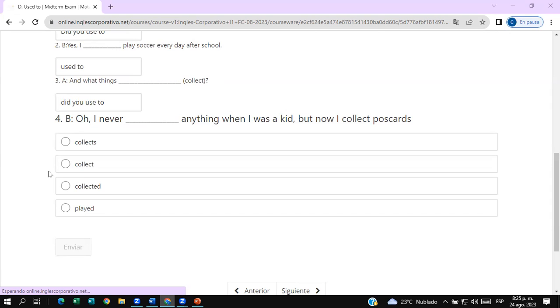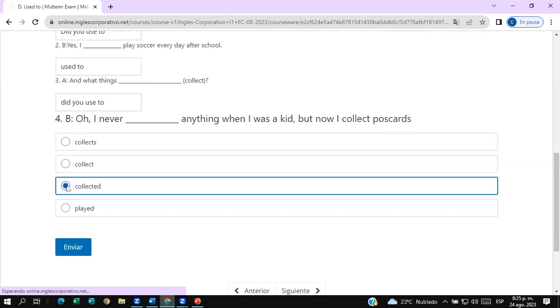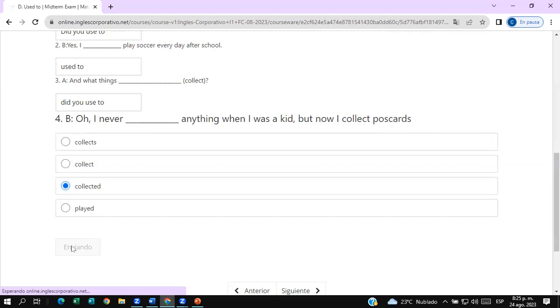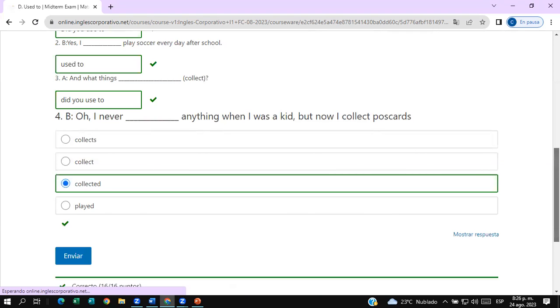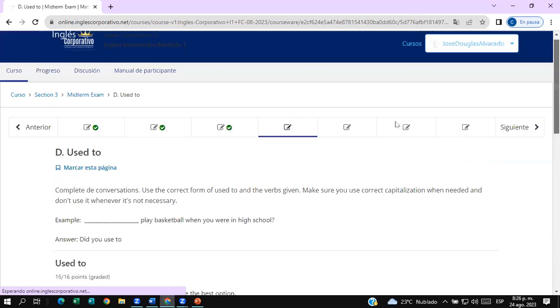All right. What option will you choose? Number one. No. What's the best option, guys? Number two. Who said number two? Three. Collected. Yep. I never collected. Why? Because collected is in the past. And the pronunciation is id. Collected. When I was a kid, but now I collect postcards. Okay. Let's see the answers. All right. 100.